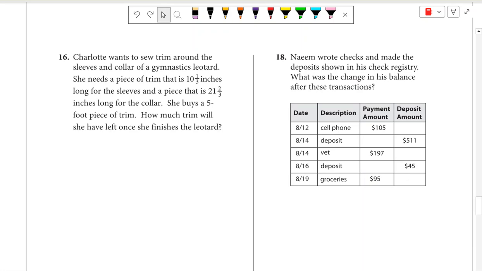Number 16. Charlotte wants to sew trim around the sleeves.